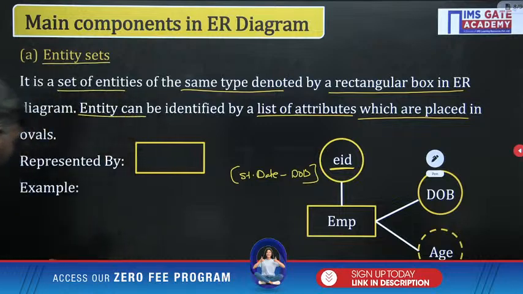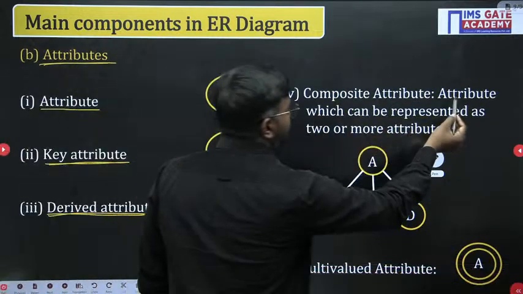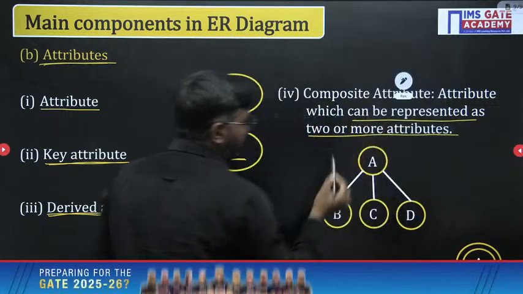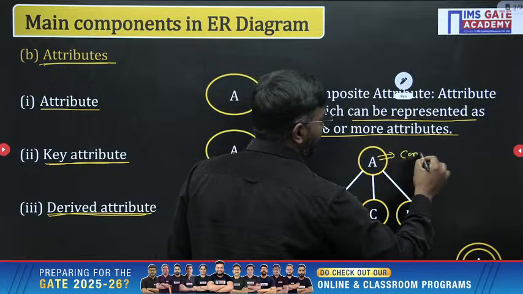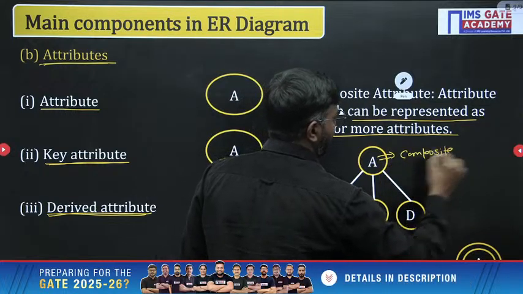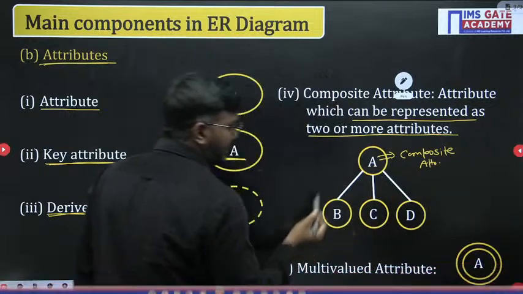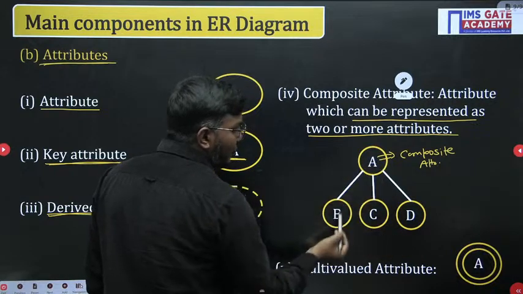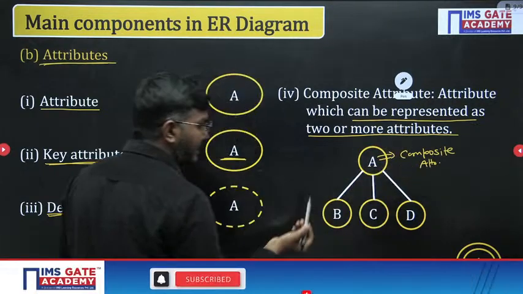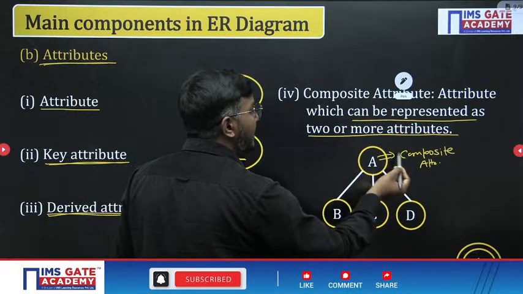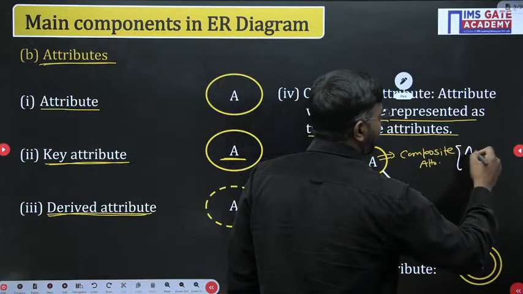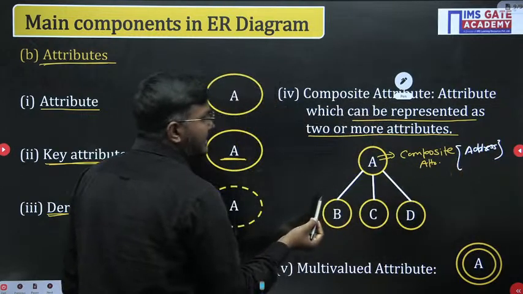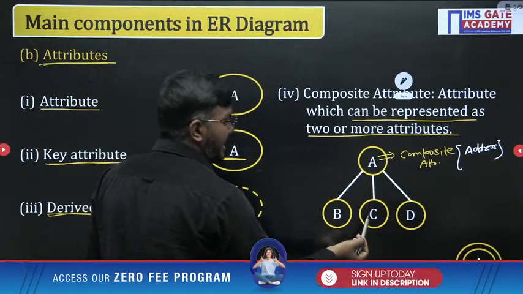Fine. Then next is our composite attributes, attributes which can be represented as two or more attributes. Like here A. So A is our composite attribute. This A is represented by two or more attributes, like here B, C and D. That's why this A is called composite. Maybe we can say here address. Address is nothing but our composite type of attribute. This address may be represented by two or more attributes, like street number, area or pin code, anything.